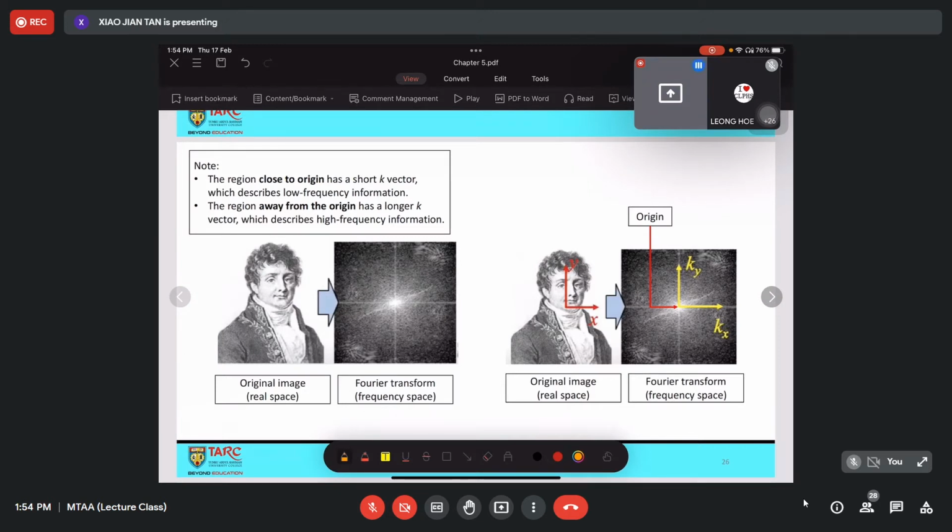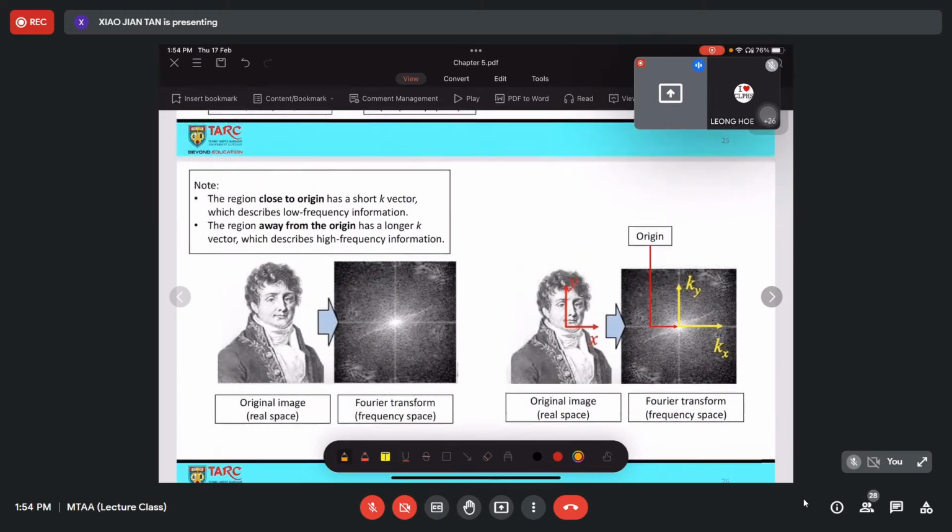So the region close to the origin has a short k vector, which describes low frequency information. And the region far away from the origin has a long k vector. Why is it short or long? Because this is short, this is long. Okay, very simple. That is why you have a long and short k wave.